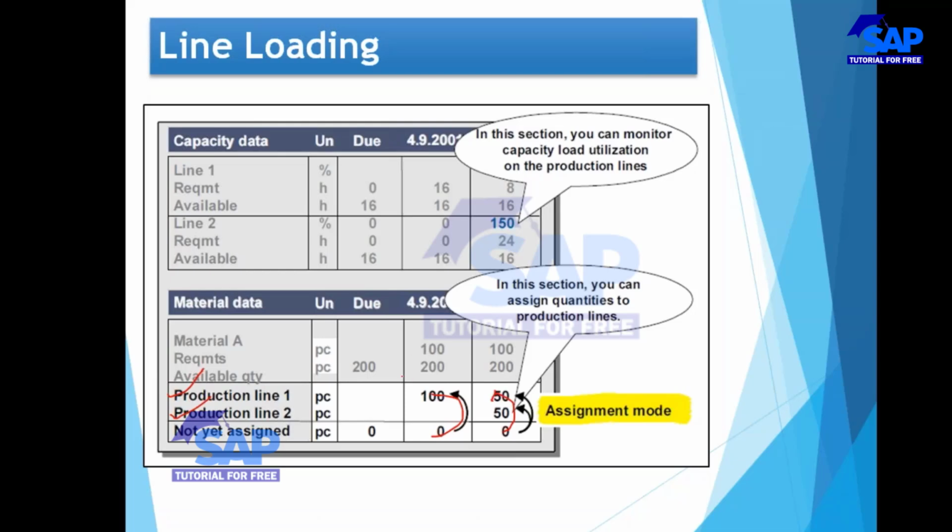Basically, production people will come to know, if there is more than one production line in your organization, which planned order has to be executed on which line. That assignment, as a planner, you will be doing in the line loading function. You will take the planned orders which are created and assign them to the production lines. That is what you will be doing in the line loading function. Now let's do that.